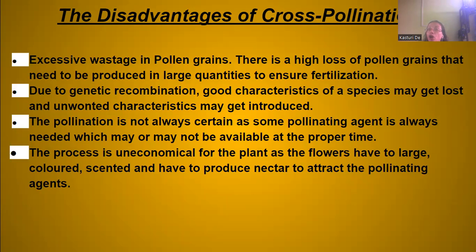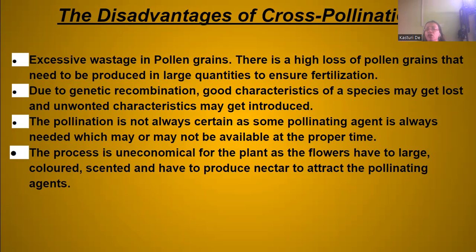So that's why a lot of pollen grains have to be produced. So excessive loss of these pollen grains, I mean, the waste of these pollen grains happens. Okay, so large quantities of pollen grains have to be produced to ensure fertilization.